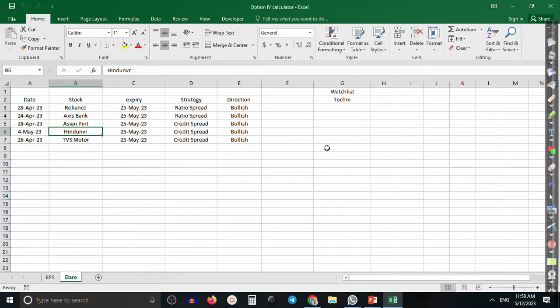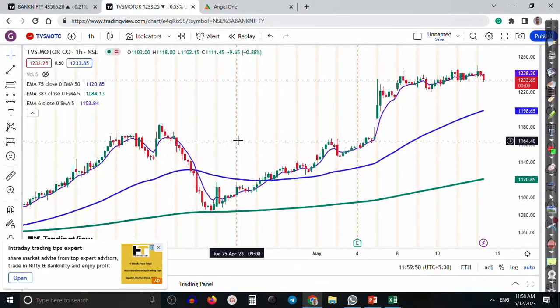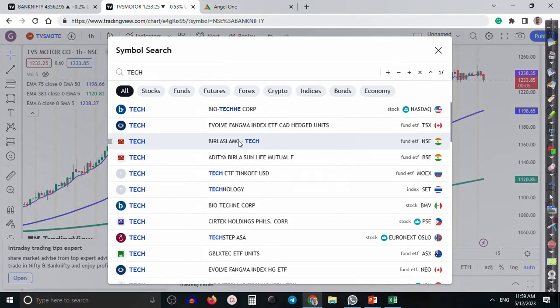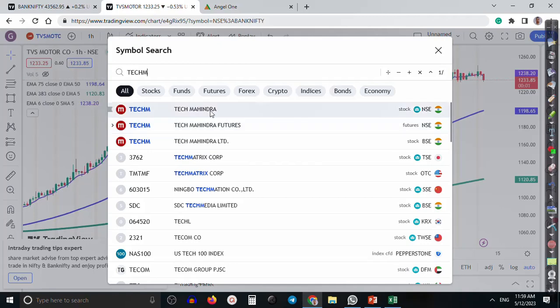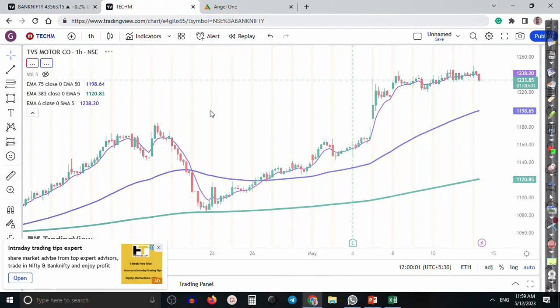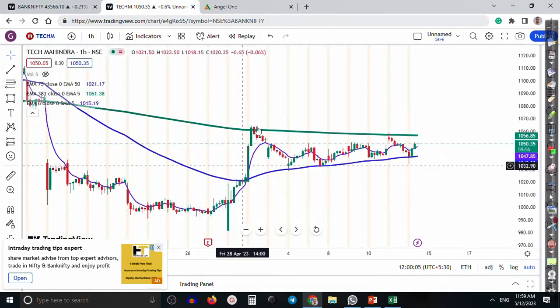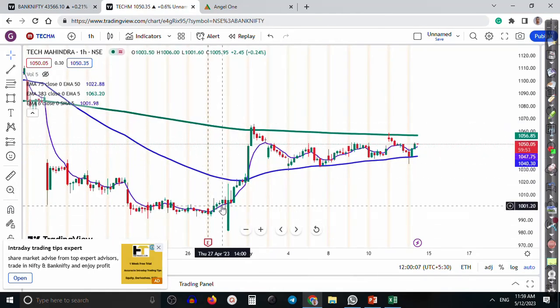Another one, Tech Mahindra, is on my watch list. I'm just waiting to get confirmation. Okay, perfect. Here I can see a sharp move up. That means the big boys are building their order.